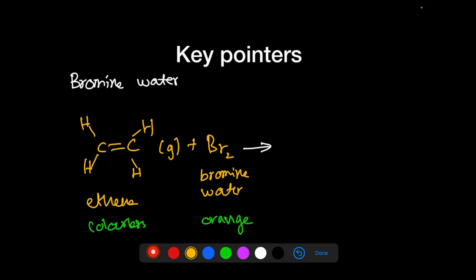This forms 1,2-dibromoethane. We say it is 1,2 because there is a bromine atom here and there is one here, so it's on the first and second position. So that's why 1,2-dibromoethane, which is a liquid.